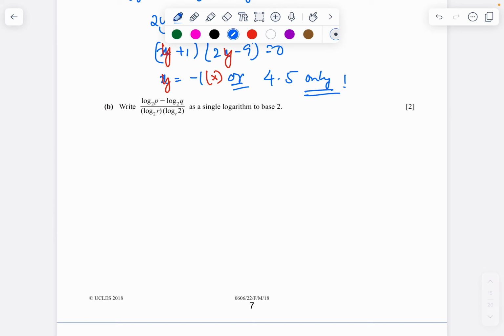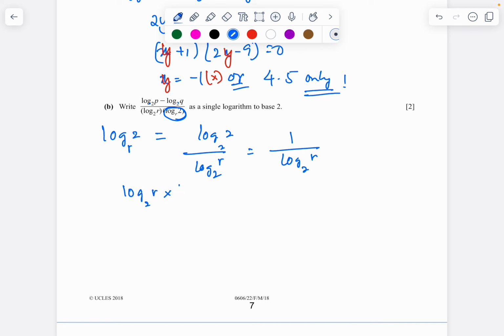Okay, so next, write log base 2 of p minus log base 2 of q, over log base 2 of r. Everything is base 2 except this one, so I will change that one first. This gives me 1 over log base 2 of r. So let us solve the denominator first. Times 1 over log base 2 of r. You can see that this and this get cancelled, so the denominator is just 1.